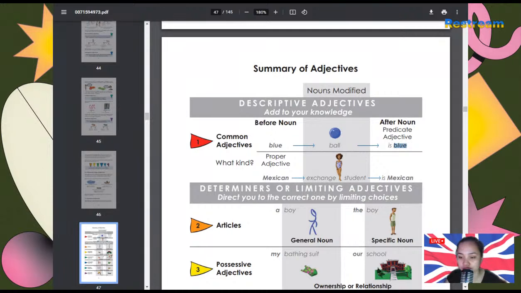Okay, you get it? Okay, I don't see the comments. Okay, so next one. Okay, so the blue is a proper adjective.